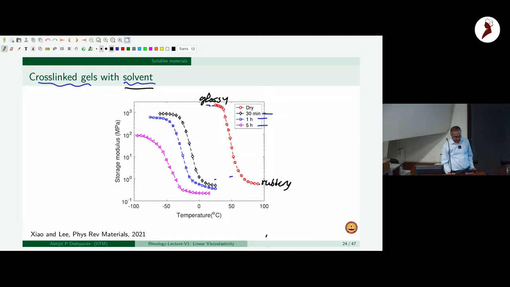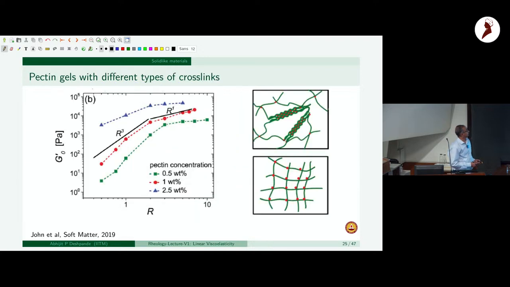And in the rubbery phase itself, how the G prime varies as a function of the cross-link density is worked out based on theories for rubbers. What's known is that for a cross-linked system, G prime will vary directly with the cross-link density, or the number of cross-link points. In this, R is the cross-linking ratio.